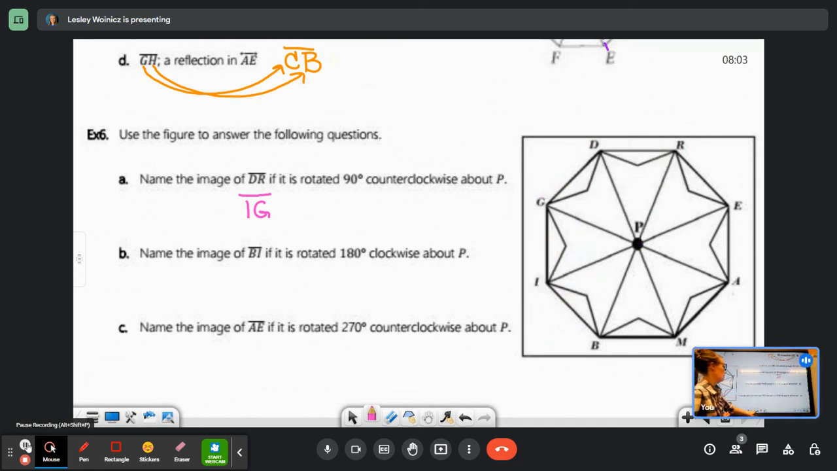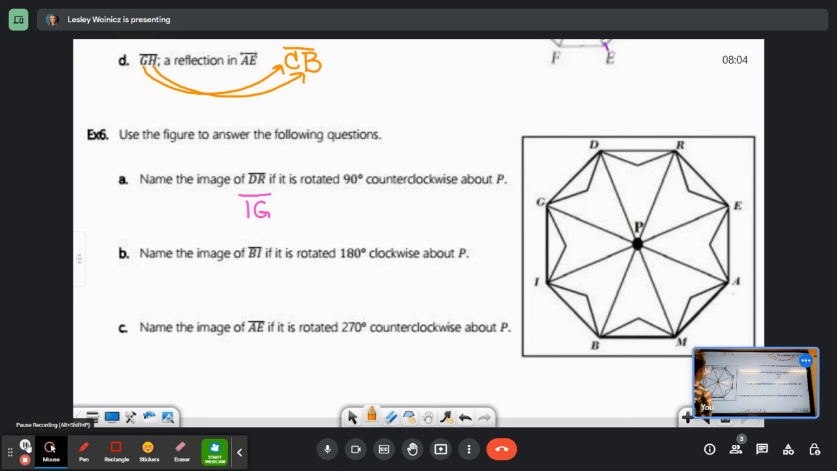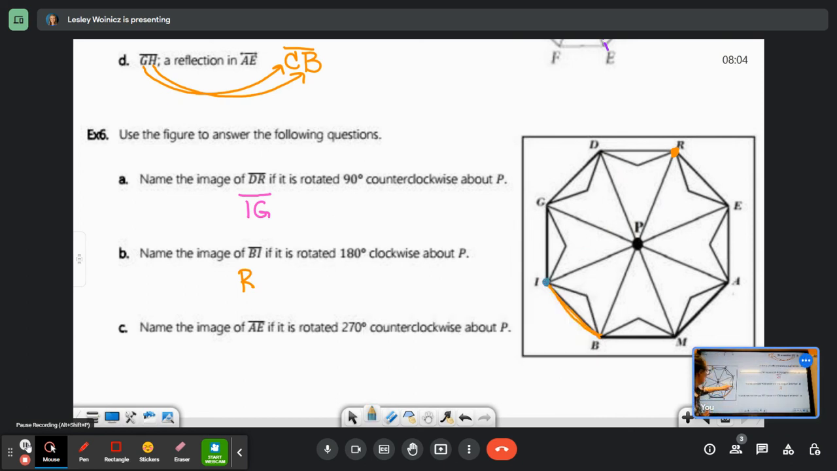We've got to find the image of BI if it's rotated 180 degrees clockwise about P. So BI is down here. If I rotate B 180 degrees, it's going to end up on R. Let me write that down, R. Okay, if I rotate I 180 degrees, it'll end up on E.